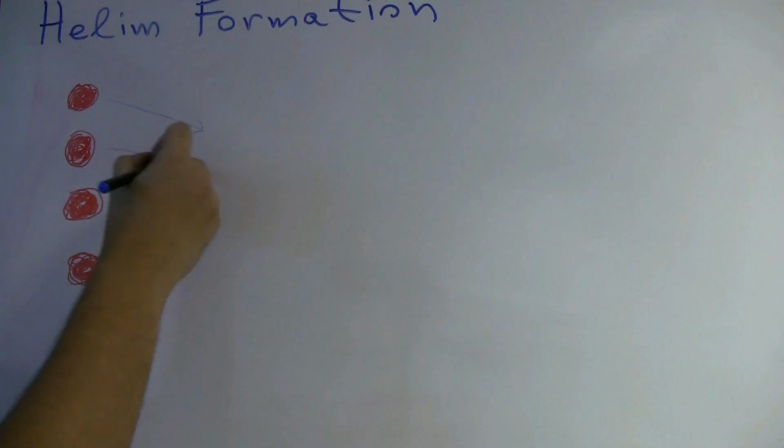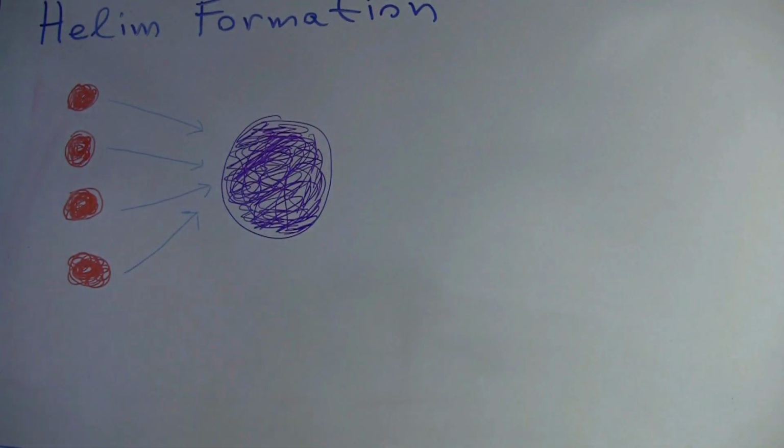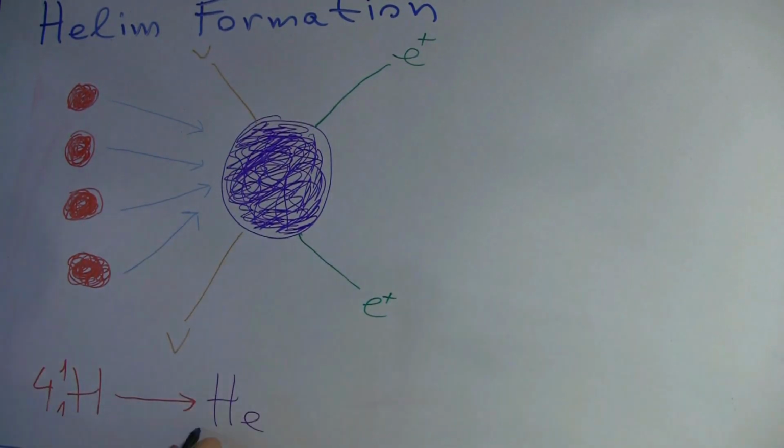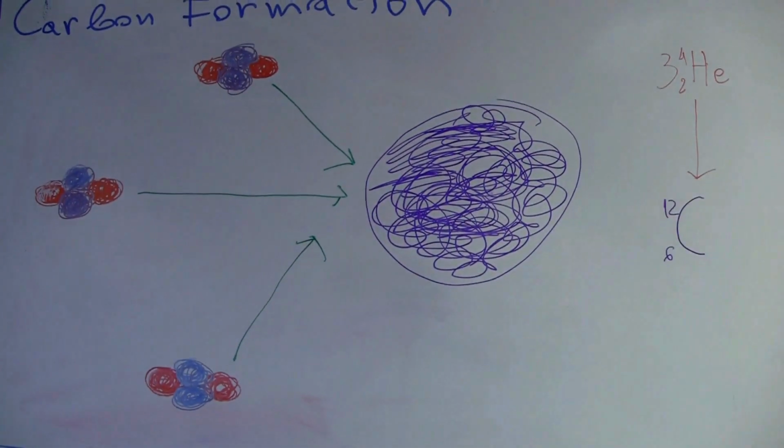Now let's see how the main elements of life were formed in fusion reactions. Four hydrogen atoms, under great temperature and pressure, spontaneously react to produce helium. Then probably in another layer of the star, three helium atoms will react to produce carbon, and finally carbon and helium will react to produce oxygen.